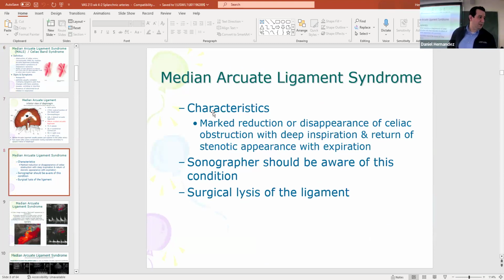So with this condition, the characteristics we look for are a marked reduction or disappearance of that obstruction with deep inspiration, and then return of the stenotic appearance with expiration. That's just something for you to be aware of. Surgical treatment, they can actually lyse that ligament.